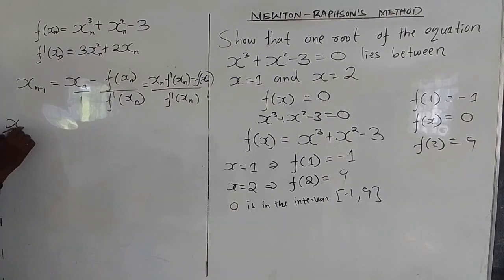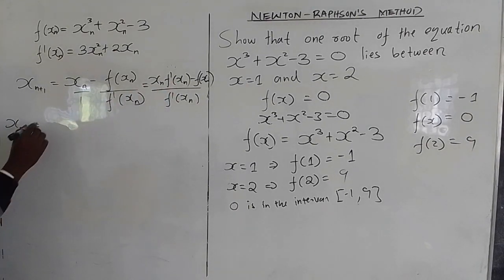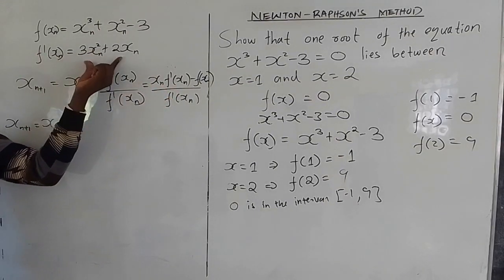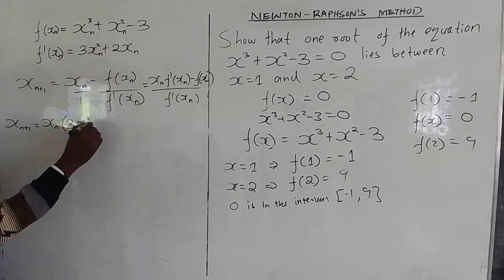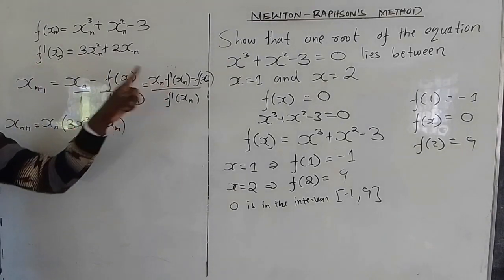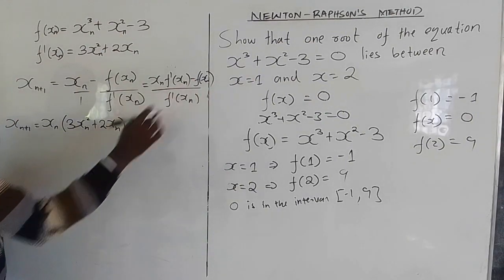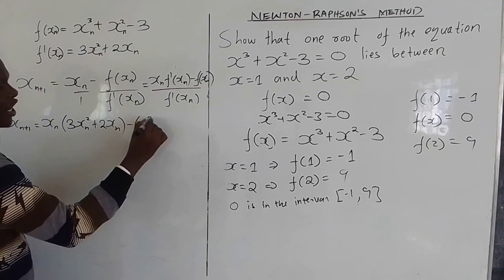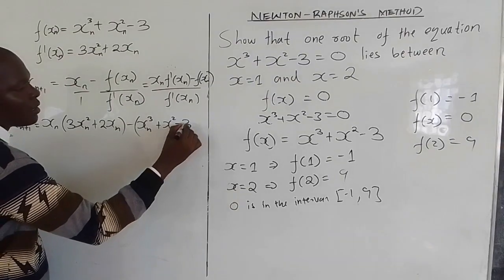Is that okay? Yes. So the next thing you do is to substitute. So what do we have? We have our xn plus 1 is equal to what? Xn times f prime of xn. So what is your f prime of xn? 3 xn squared plus 2xn. You must put it in bracket to show that the whole of it is f prime of xn, isn't it? Then it is minus f of xn. What is your f of xn? Xn cube plus xn squared minus 3.